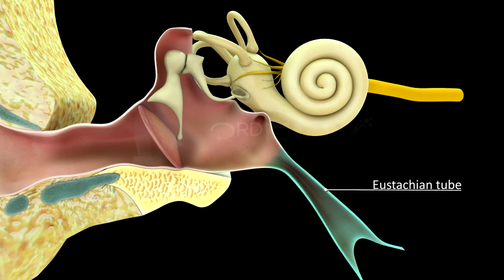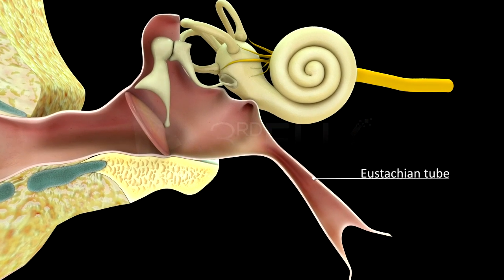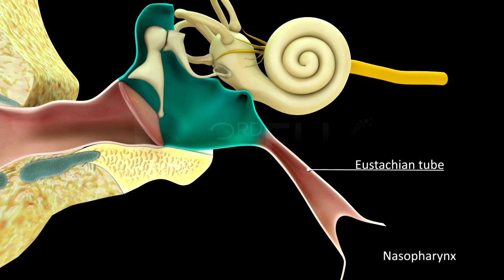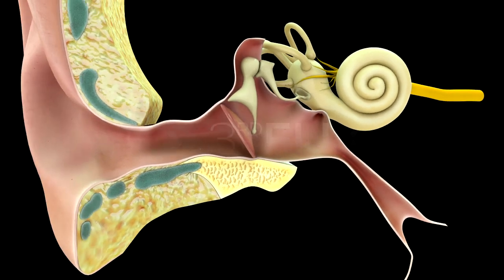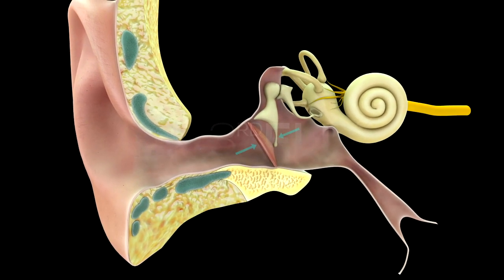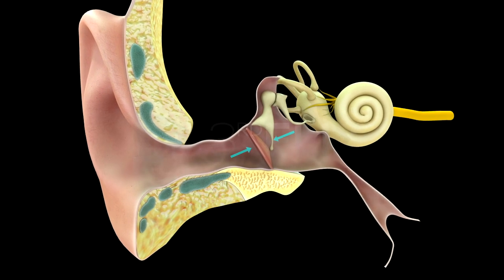The Eustachian tube is an elastic tube that connects the middle ear cavity with the nasopharynx. It helps in equalizing air pressure on either side of the tympanum.